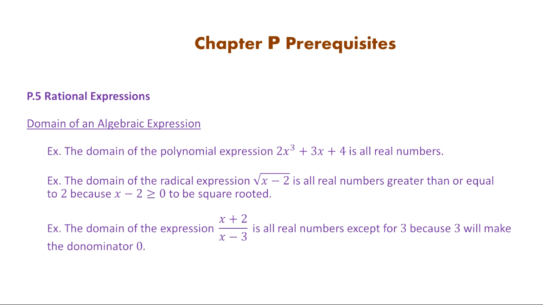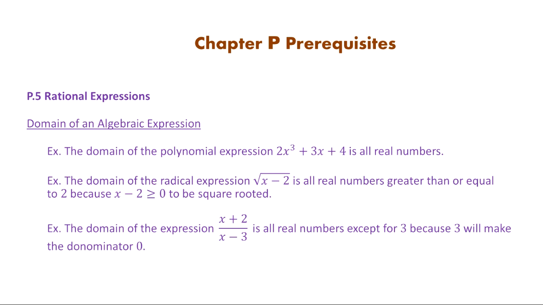So the domain is all the values of x that work for the expression. So all the x values have to be greater than or equal to 2 in order to make the number under the radical positive or 0, right? So that's example 2. Example 3, we have a rational expression, x plus 2 over x minus 3.